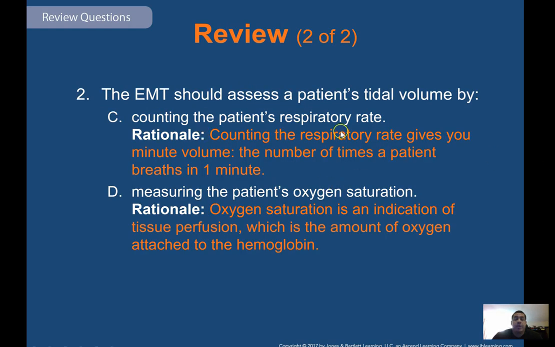So counting the patient's respiratory rate. Counting the respiratory rate gives you the minute volume. And then patient's oxygen saturation. Oxygen saturation is an indication of tissue perfusion.